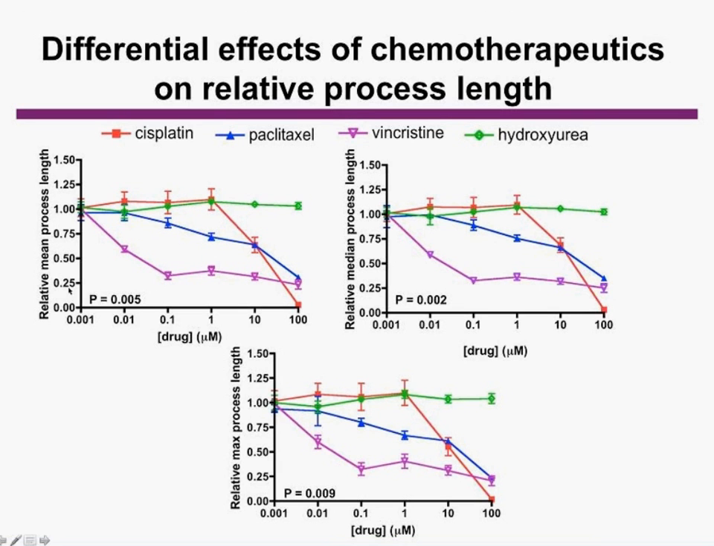We also, as mentioned, measure mean process length and median process length and maximum process length. And as you can imagine, these three measurements are correlated to one another. And again, you see a very dramatic effect with vincristine and paclitaxel in the middle, and then cisplatin, this odd-shaped curve where you see something at 10 and 100, but not prior to that.